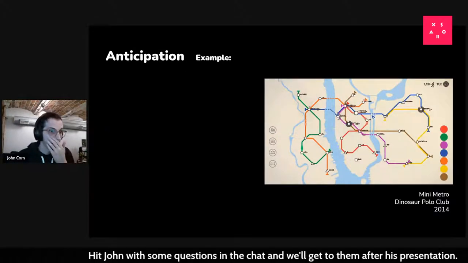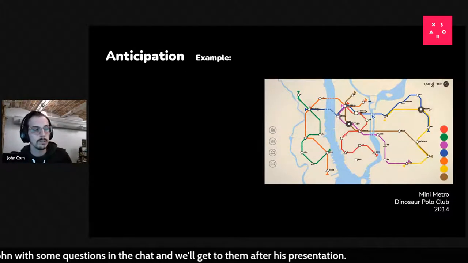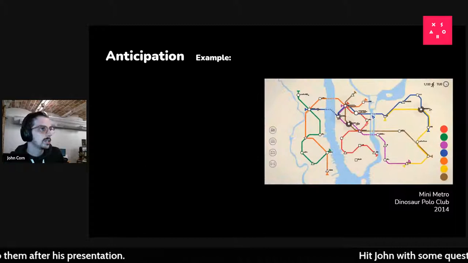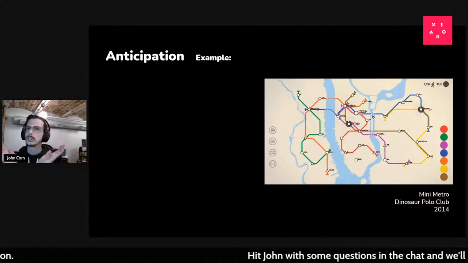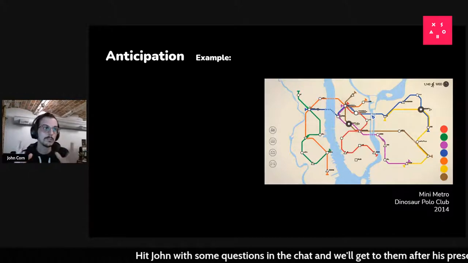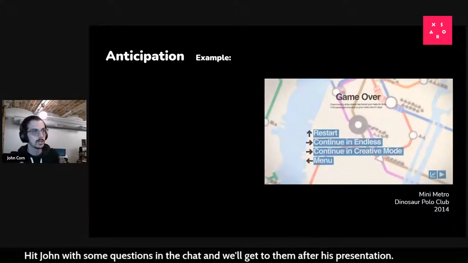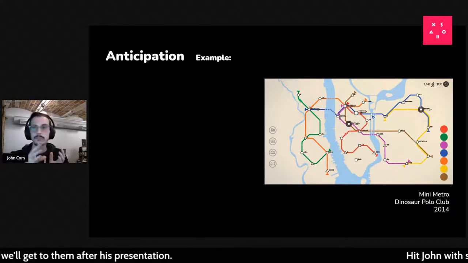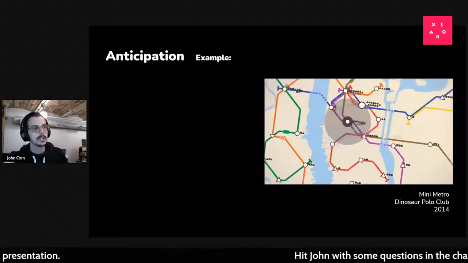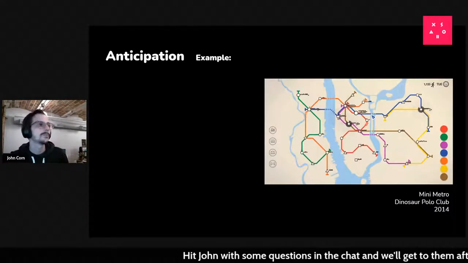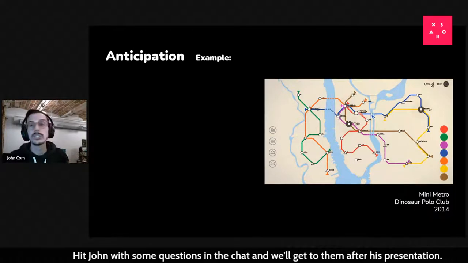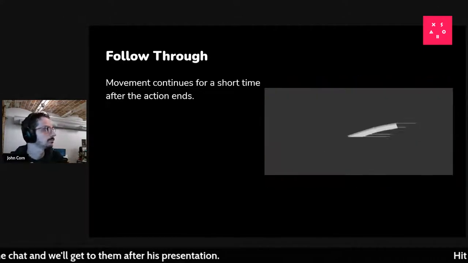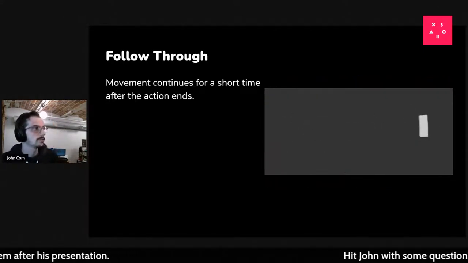An example of that is Mini Metro by Dinosaur Polo Club in 2014. I don't know if you can see my mouse. Yeah, great. So right here we can see there's some anticipation building up of the rings closing. The rings mean if the rings close, you lose the game. So the ring is slowly closing, and look at that, there's squash and stretch again. The icon for that subway station is squashing and stretching and bouncing, alerting the player that you're about to lose, right? It's building up this anticipation of the loss. It's also building tension. So that's a really great thing to use. So next up, we have follow through.